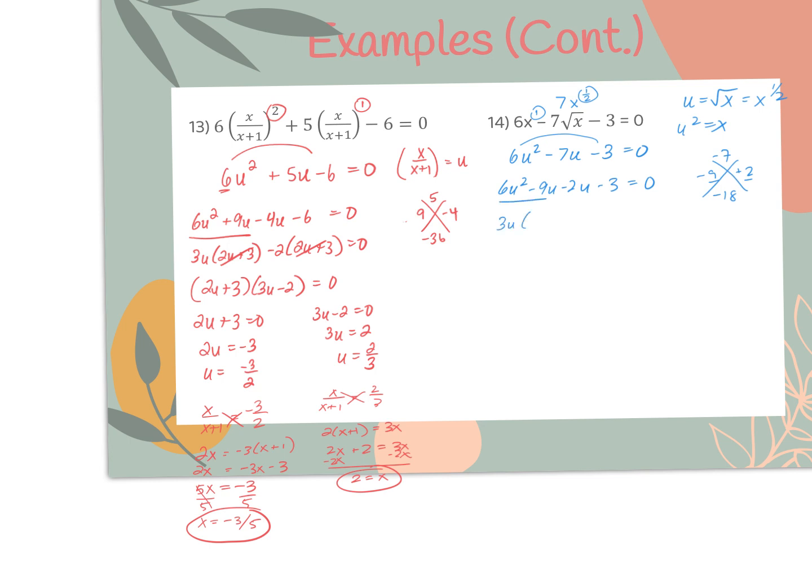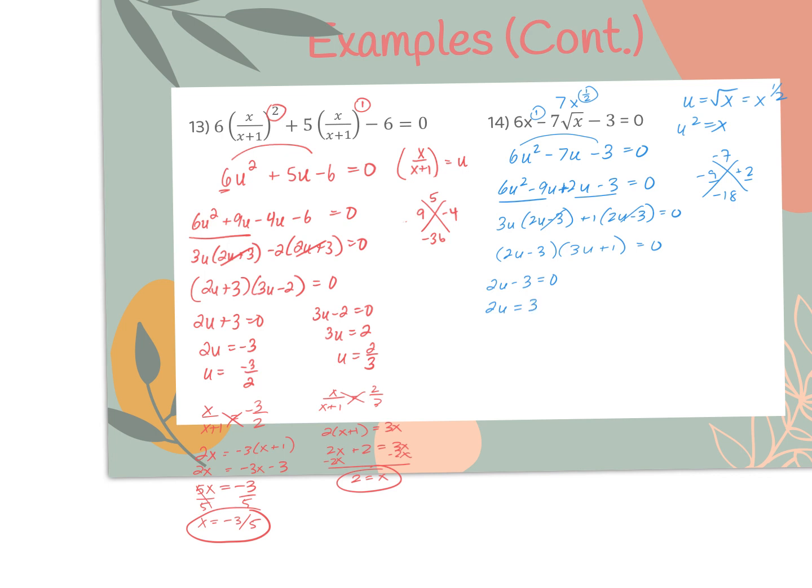GCF of the first two is 3u, which leaves me with 2u minus 3. The GCF of the second pair, this should be a plus here, sorry. That's a plus 2, and there's no GCF, so it's going to be plus 1. It's going to leave me with a 2u minus 3. That 2u minus 3 will be my first factor, and then the 3u plus 1 is my second. And now, again, I'm ready to start the solving process. The factoring part's done. Now I'm going to get to the solving.